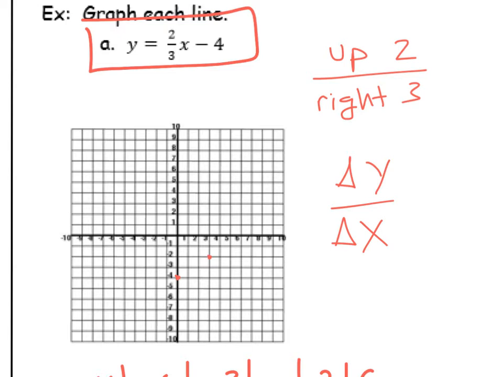Up 2. That's not what I wanted. Sorry about that. There we go. 1, 2, 3. Now I'm switching it up and I'm going down 2 over 3, and eventually, I mean, there I have 5, right?